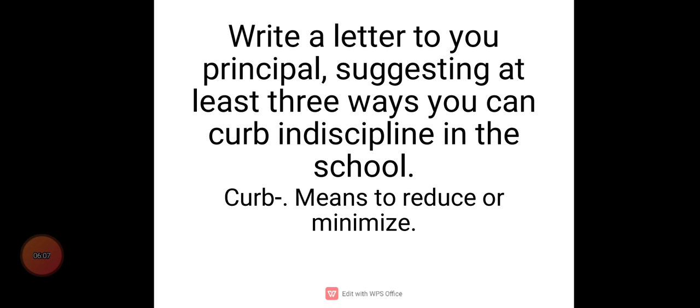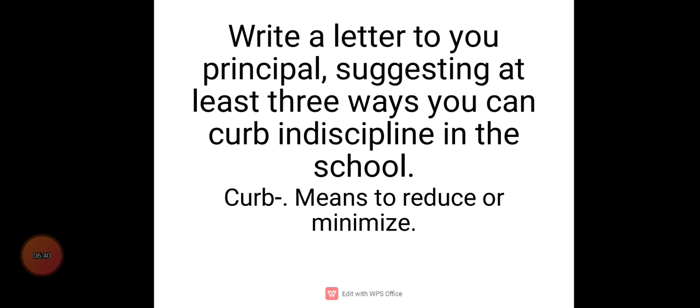So this is the question we'll be looking at. You are to write a letter to your principal suggesting at least 3 ways you can curb indiscipline in the school. Okay, so the word curb has been explained. It means to reduce or minimize. We believe that yes, we cannot stop indiscipline completely, but we can try as much as possible to reduce the rate of indiscipline. I hope that is clear. So the word curb means to reduce or minimize.